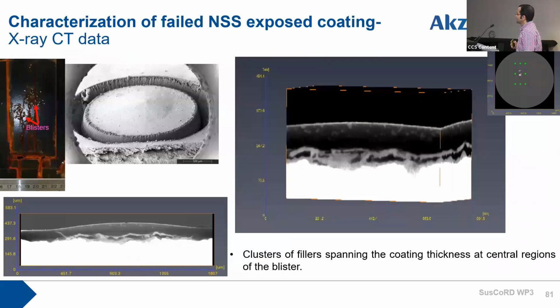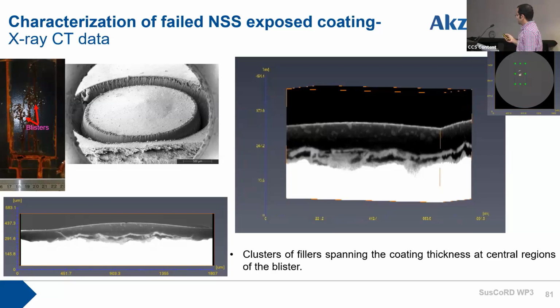So my next example is the data from the X-ray CT, where we decided to use a complete blister to gather X-ray CT data, which is non-destructive and allows us to see the internal structure of the coating. If we assume that the failure happens and then the blister forms and grows, and if we assume this growth of the blister is happening uniformly around the failure point, we may expect to see the failure point almost in the central region of this blister.